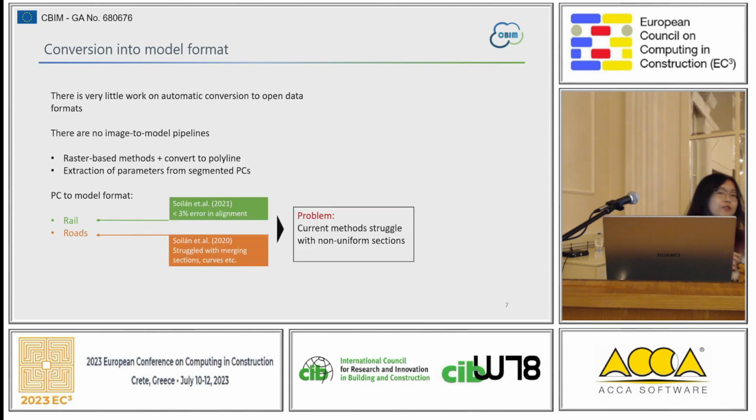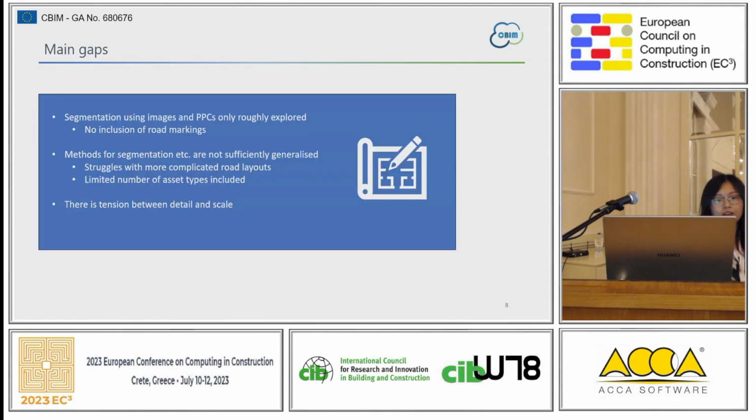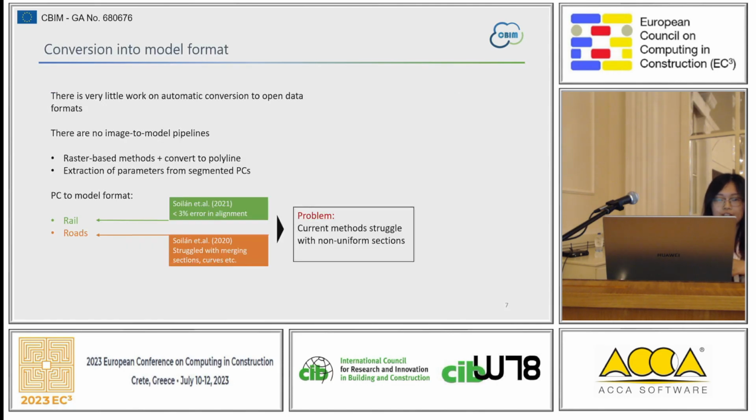And then lastly, once you have your segmentations, once you have your relationships, you'll want to convert into an actual model. The thing is that there's very little work on this. There's no image to model pipelines. Some methods have been tried, such as using raster-based methods to find the geometry of street markings and converting those to polylines, which can then be put into GIS, for instance, or having a segmented point cloud and just extracting, for example, the road width from the point cloud itself.